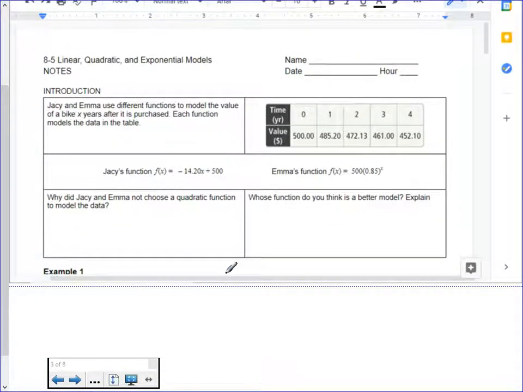So the first question says, JC and Emma use different functions to model the value of a bike x years after it's purchased. Each function models the data in the table. So we have this table.